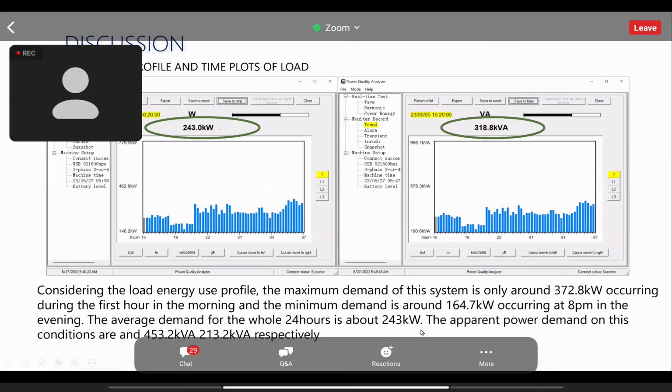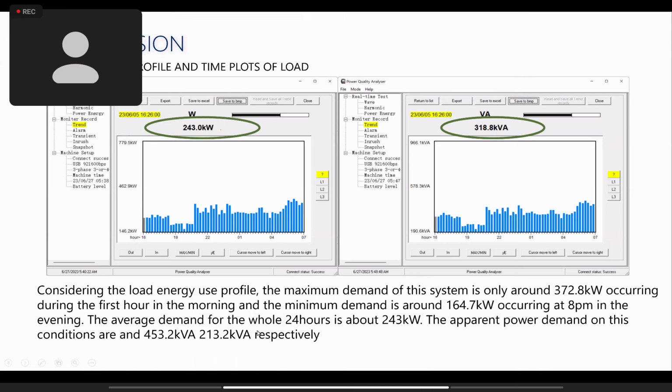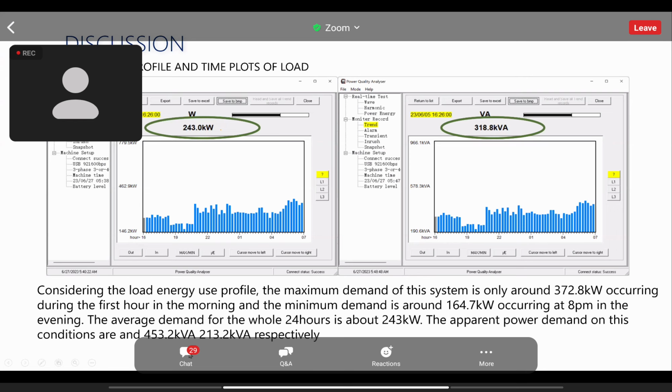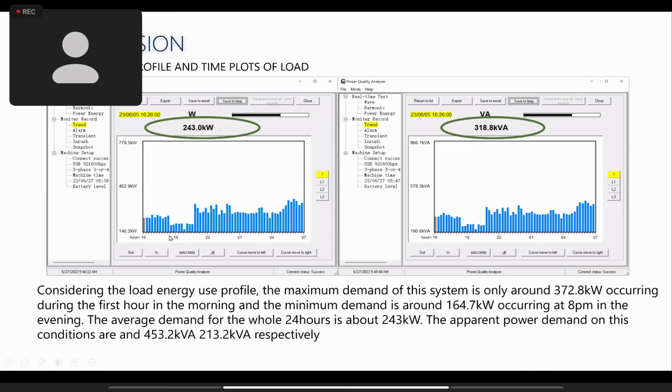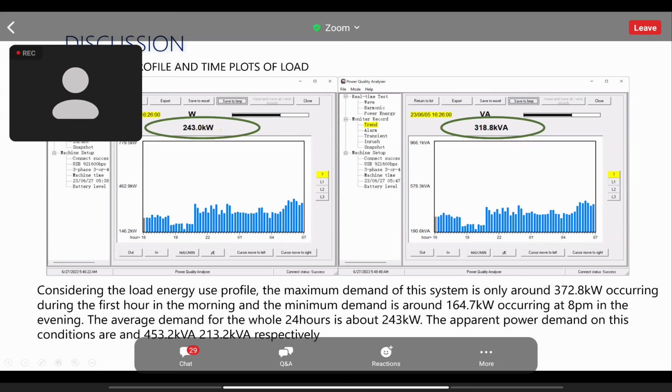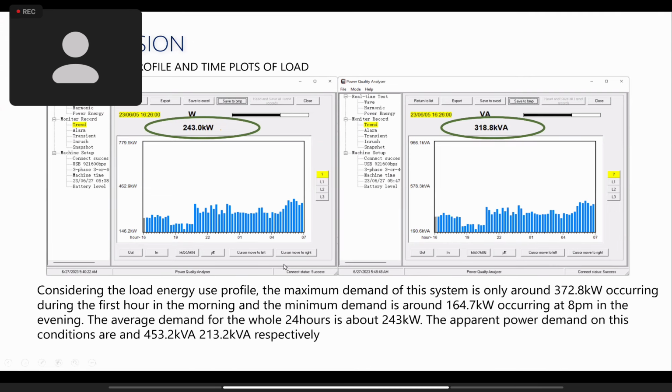So the apparent power demand on this condition is 453 respectively. So nakita namin na the transformer is malaki kumpara sa kaniyang capacity. So this will lead us to conclude na tama lang yung equipment size, and there is a very rare condition na magkaroon tayo ng under voltage system. So which can cause the damage of our equipment. Yan example.